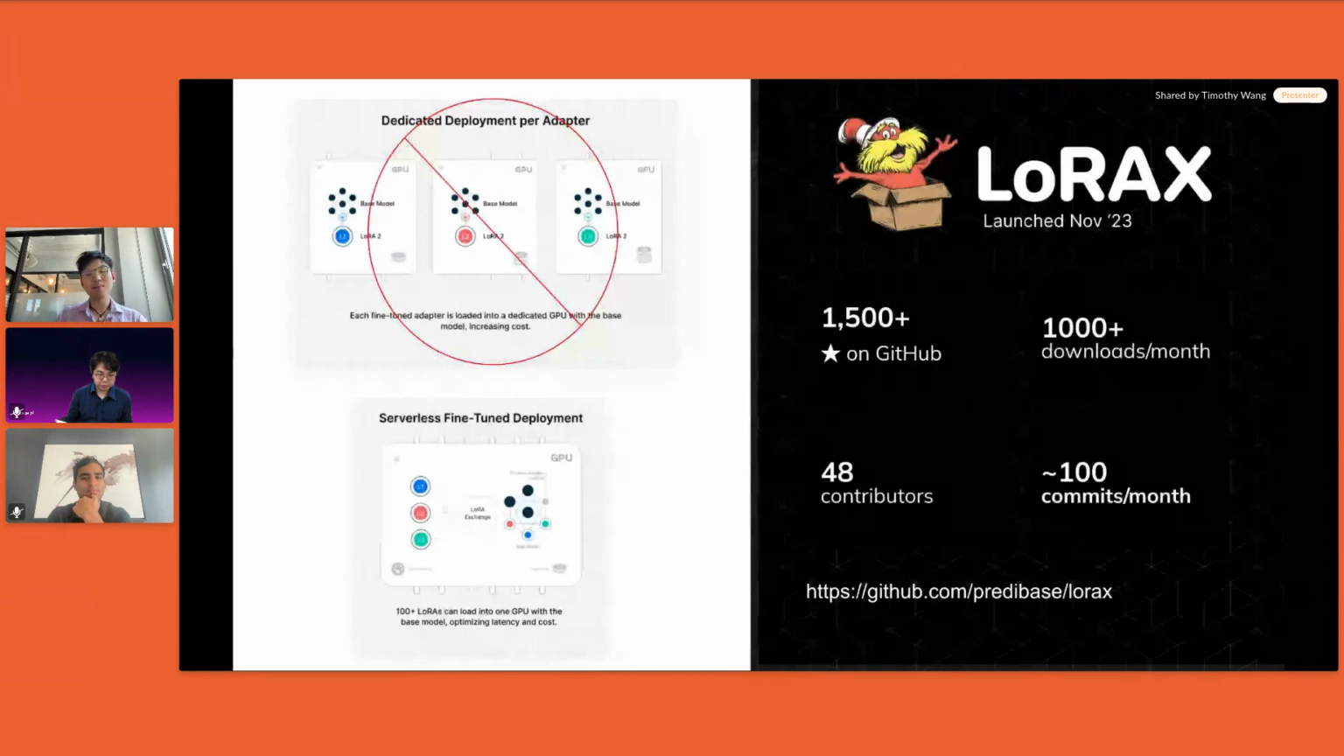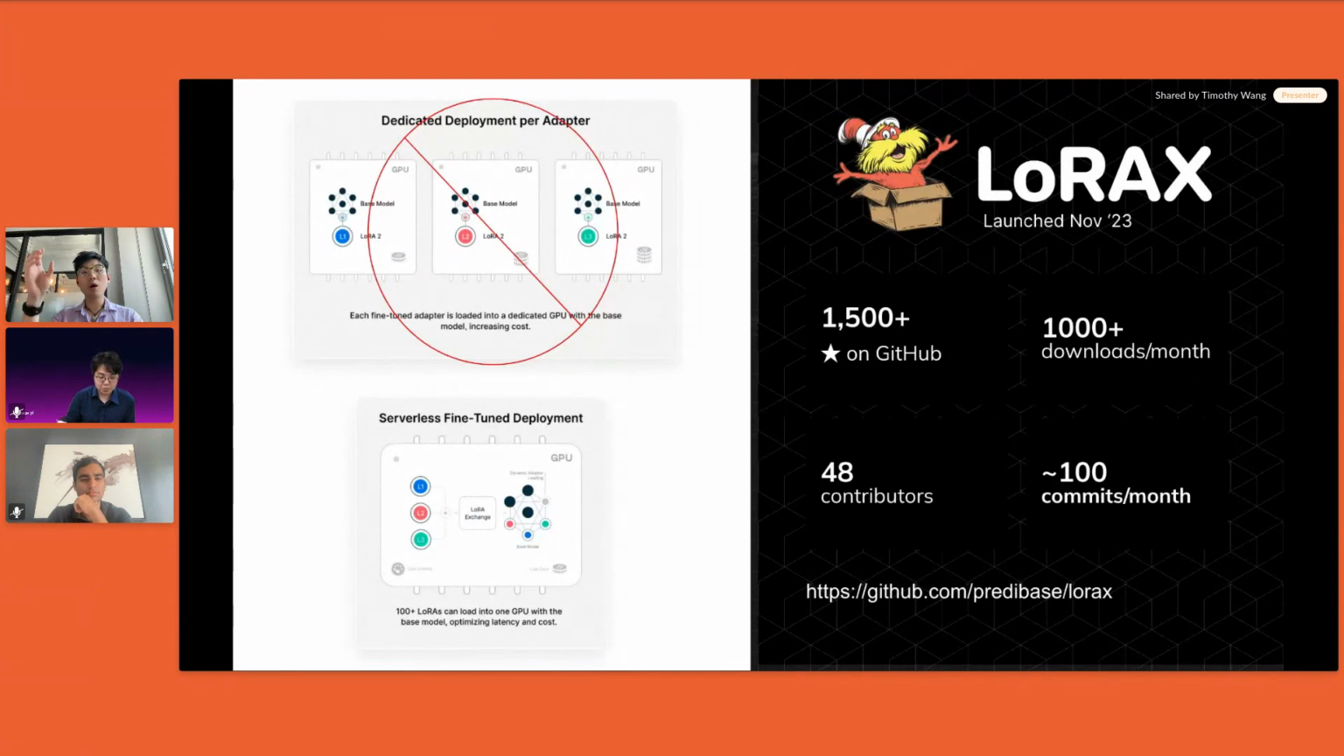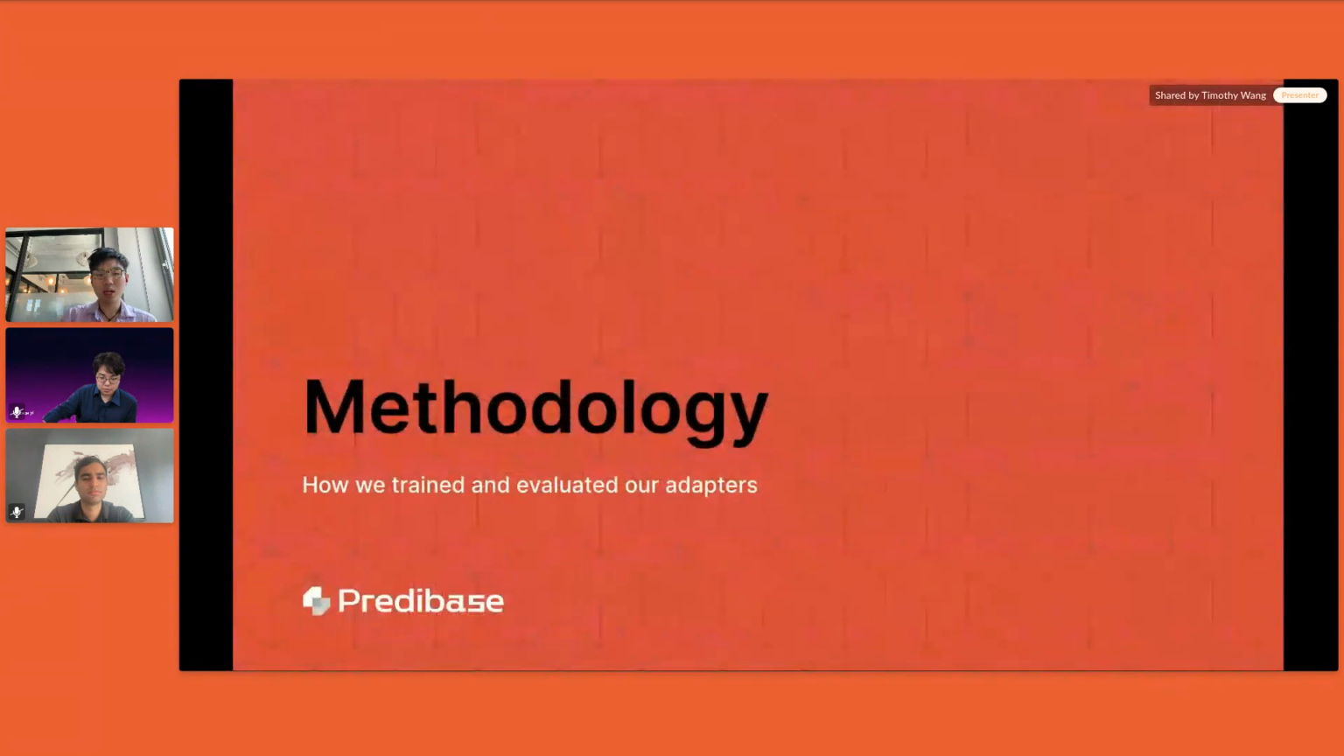This is what LoRAX does. We take one GPU and we host one base model on it, and then we host a number of different adapters that we can simply hot swap out whenever users need them. We find that we can host maybe about 100 to 150 different adapters on one GPU, lowering hardware cost by orders of magnitude. This combination of parameter efficient fine-tuning and LoRAX is what accelerated our evaluation framework so much. And now you might be wondering, how exactly did we train and evaluate our adapters?